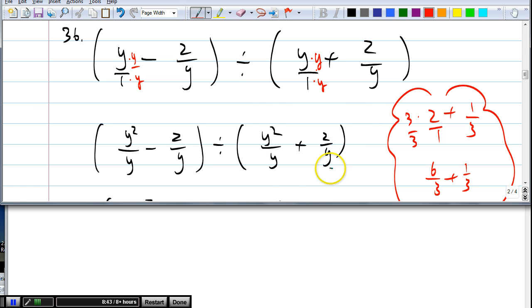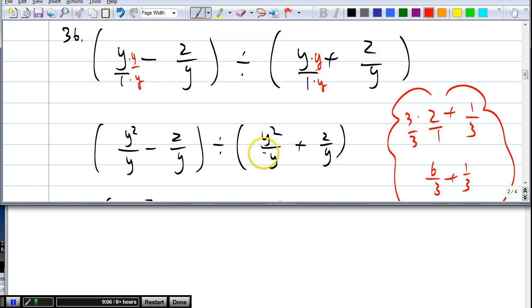The second fraction, when I add these together, we have a common denominator. What do we get? How do we add two fractions that have a common denominator? So, what is 6 over 3 plus 1/3? 7 over 3, right?